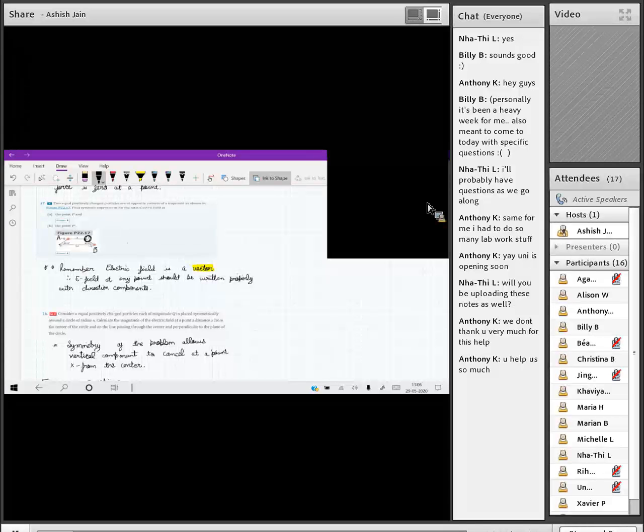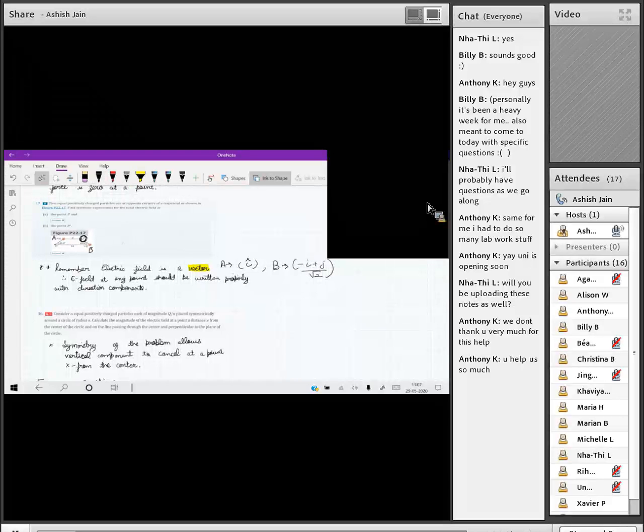That means due to point A, it's straightforward because it's on the horizontal axis. That means the direction is in i cap. But due to point B, it is in the direction minus i cap plus j cap by root 2. How I got this, I solved that in the DGD, but I'm saying when I write magnitude plus direction, there will be magnitude as well. So that's how I get the electric field at point B.